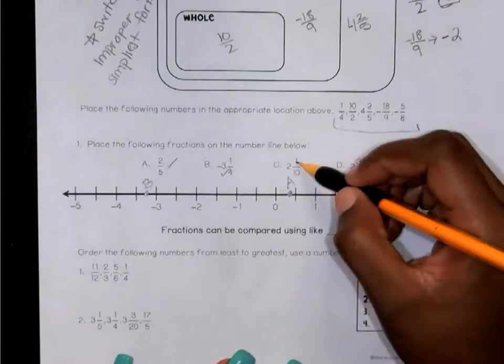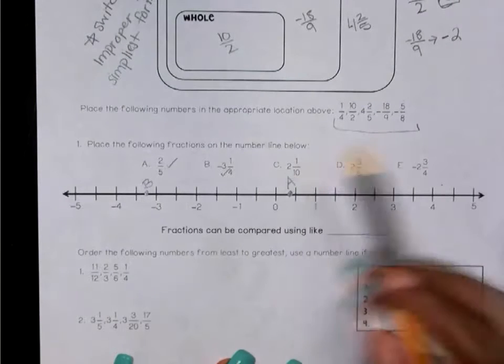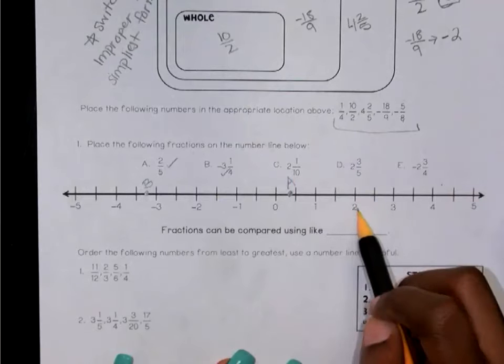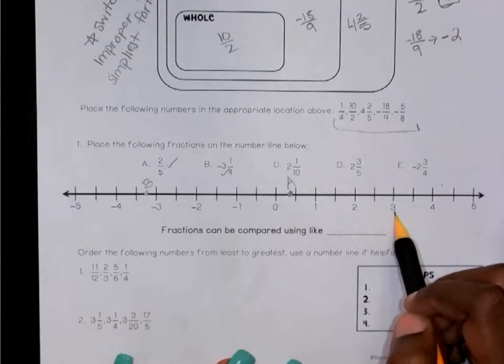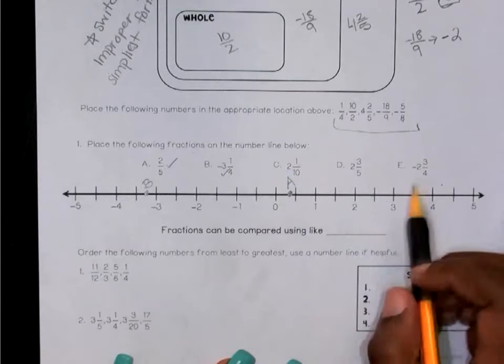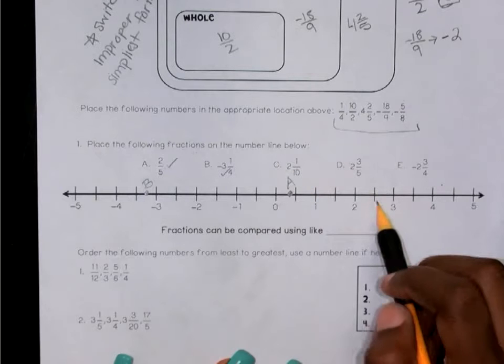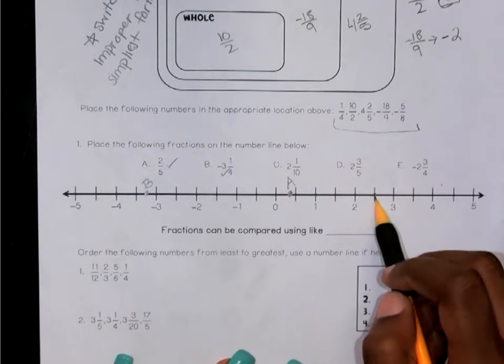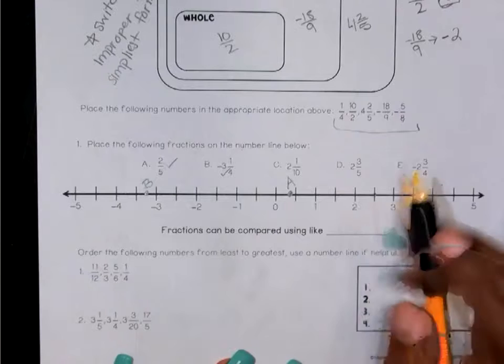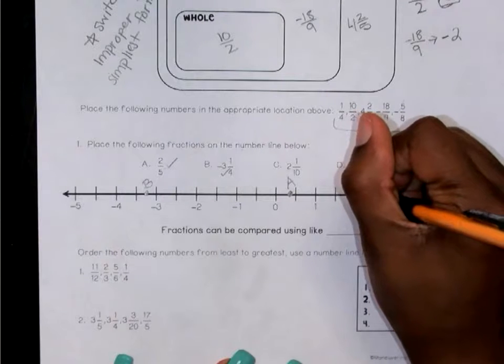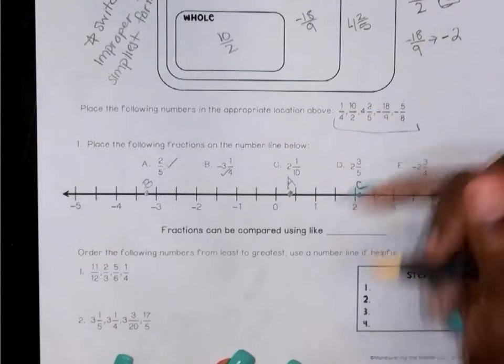C says 2 and 1/10. I know that I'm going to go to that whole number 2, right? So now I know that it's between 2 and 3. Now I know that half of 10 is 5. So if that said 5/10 right there, it would be in the middle. That doesn't say 5/10. So 1/10 will be right after that 2. And I'm going to label that C.